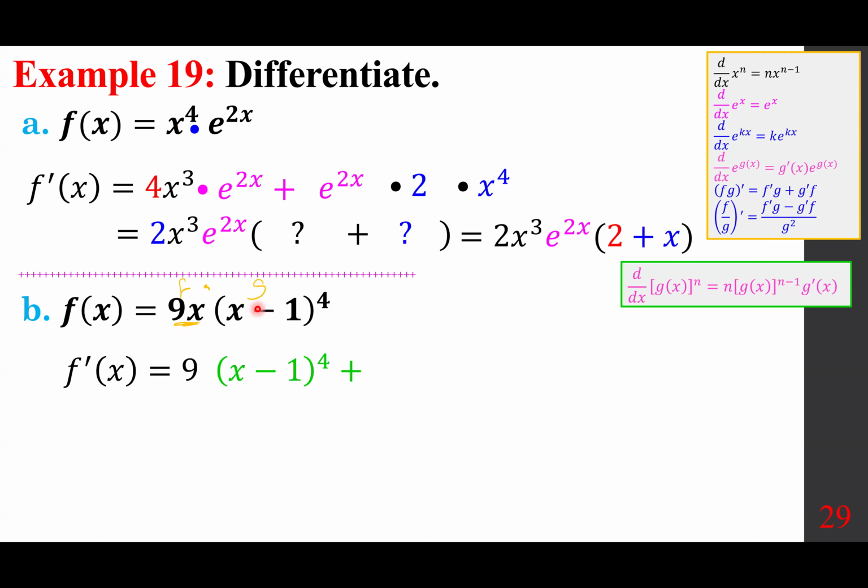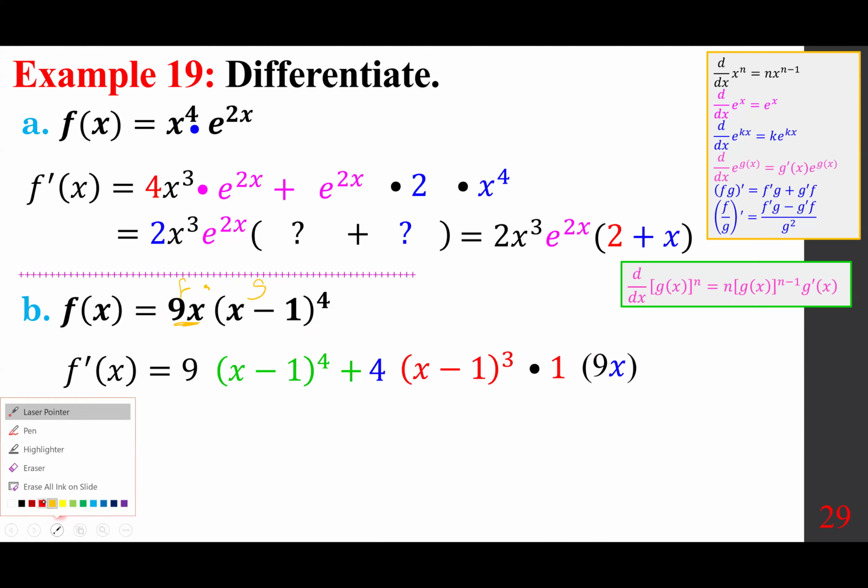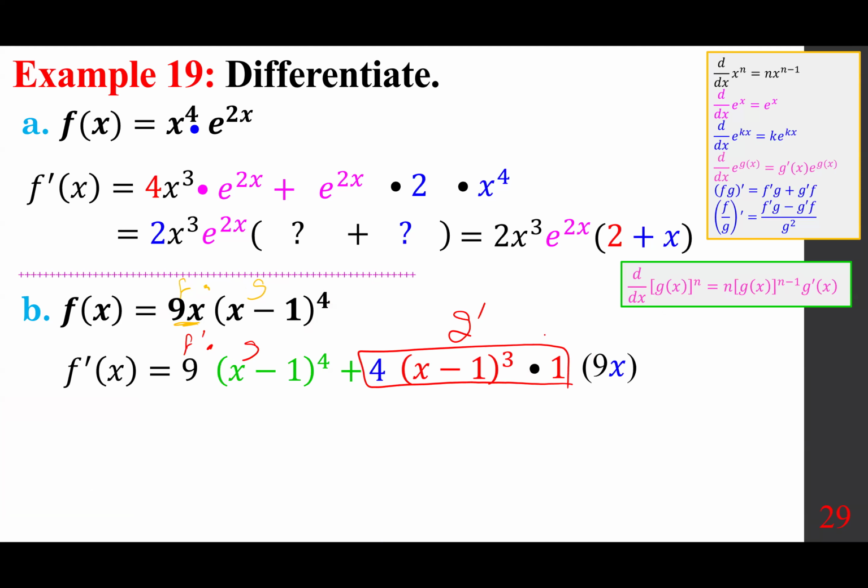plus. Now g prime, it uses the extended power rule. So we need 4. We need x minus 1 cubed. And then we need the derivative of the inside, which is just 1. And then finally the f function 9x, meaning if this is fg, everybody, this is f prime g, this is plus, this entire thing is g prime f.